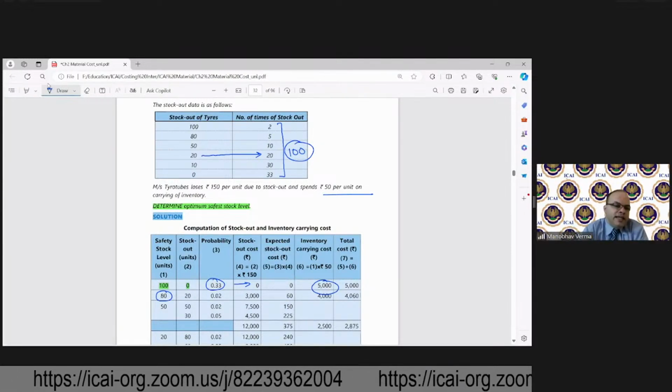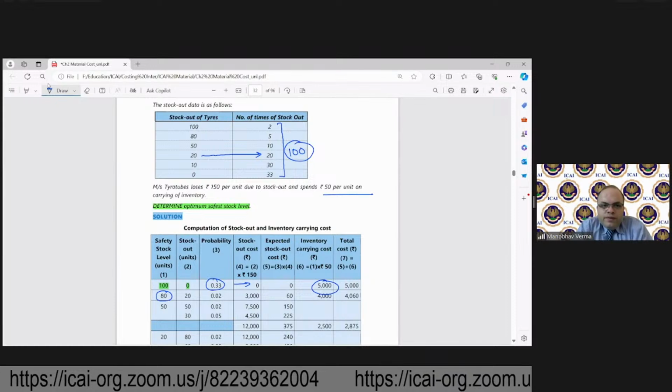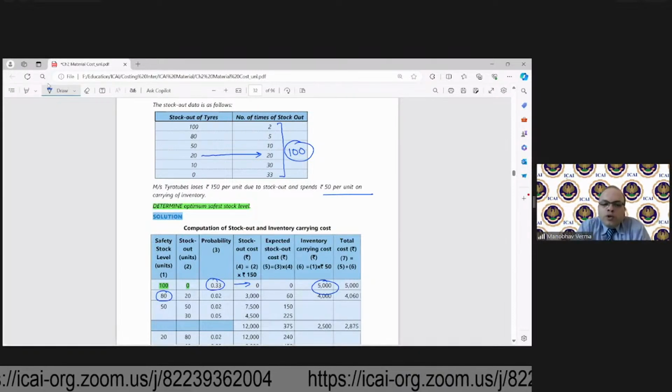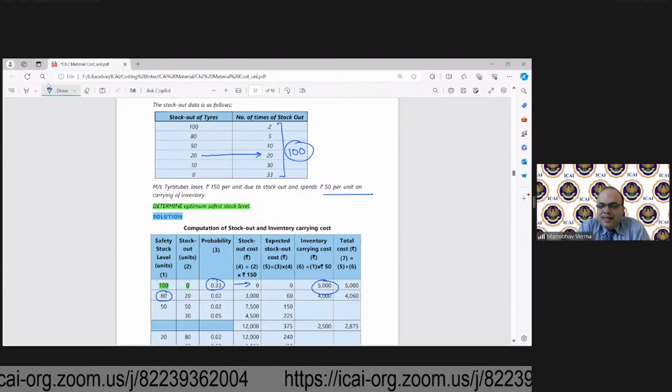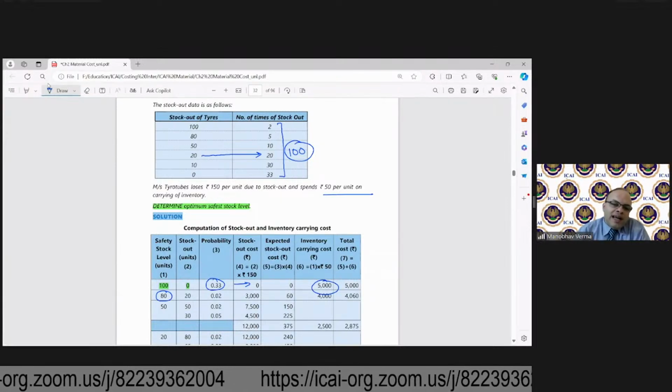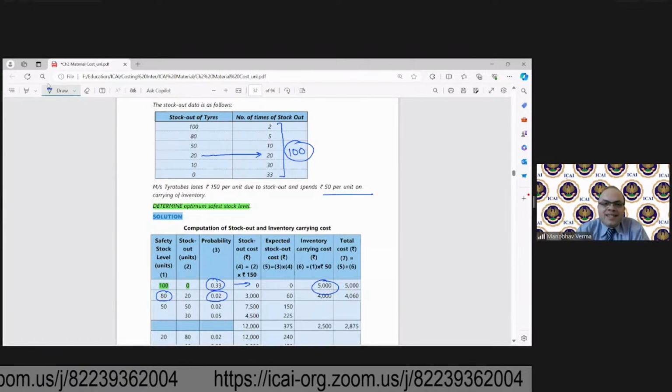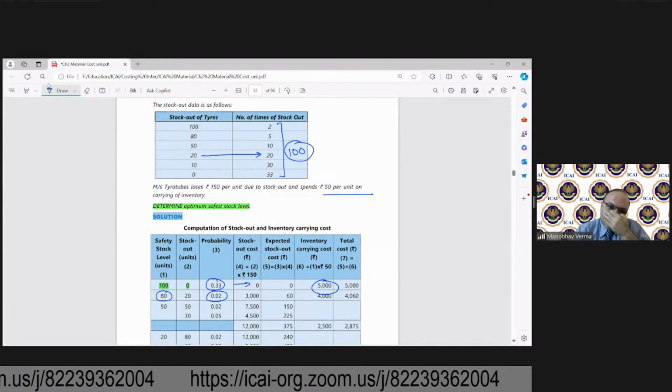If I'm having a safety stock of 80, that means we are talking about a stock out units of 20 here. Who will tell me how we are arriving at 0.02? And I'm just typically discussing this because many students get confused with this one.